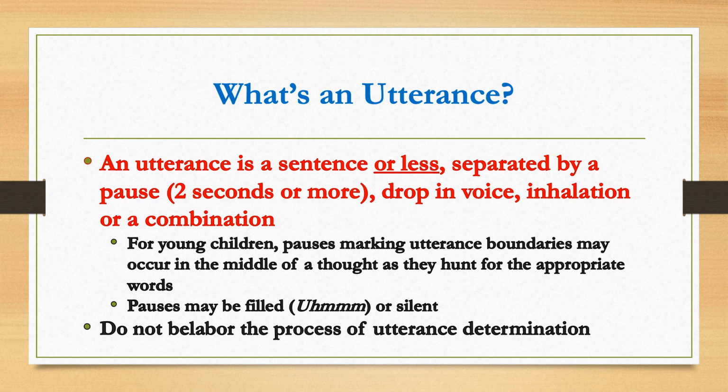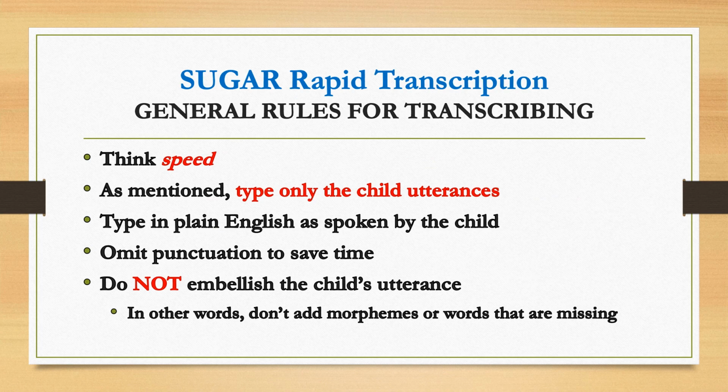Importantly though, because we're trying to make this a time-efficient process, you should not belabor the process of utterance determination. Remember, when you're transcribing using a SUGAR analysis, you want to think speed. So you should only type the child utterances. You're typing using orthographic transcription. In other words, you're typing using English words as they're spoken by the child. That means you don't embellish the child's utterance. So if the child says walk instead of walks, then you should transcribe that as walk. You don't want to add morphemes or words that the child uses incorrectly or that might be missing. Finally, you can also omit punctuation to help you save time.